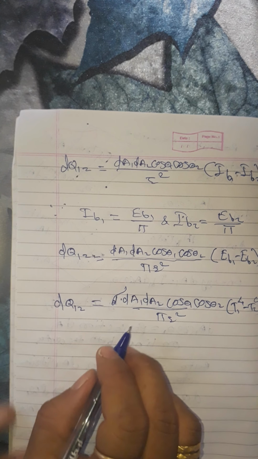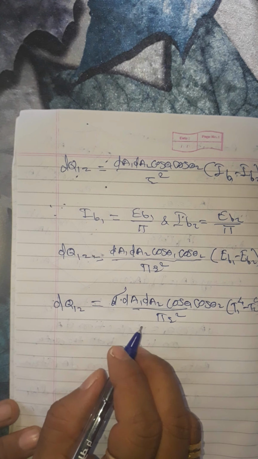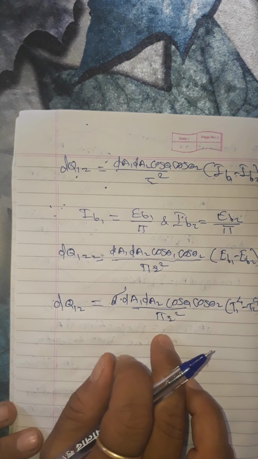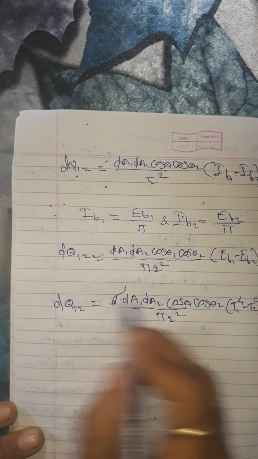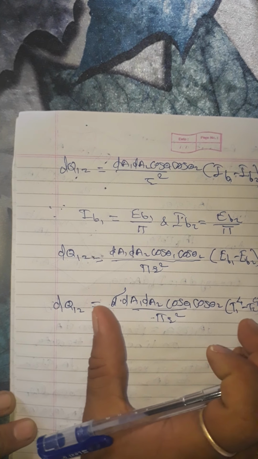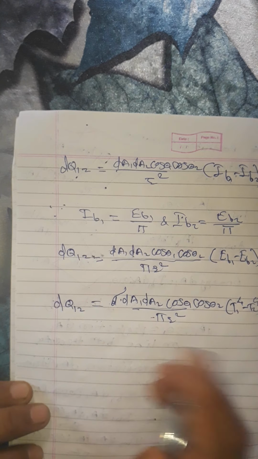So for the rate of total net heat transfer for the total areas, we have to take integration, because A1 to A2 net heat transfer. This is the elementary transfer, the net rate of elementary transfer.